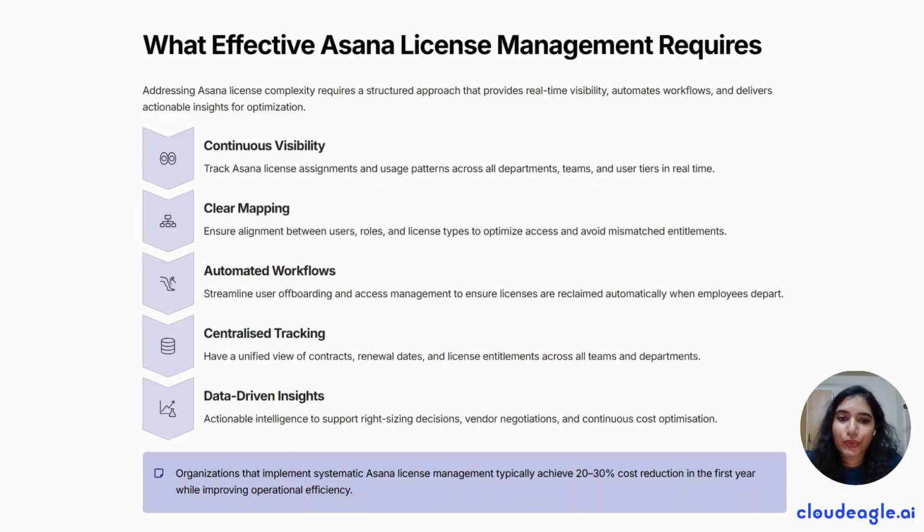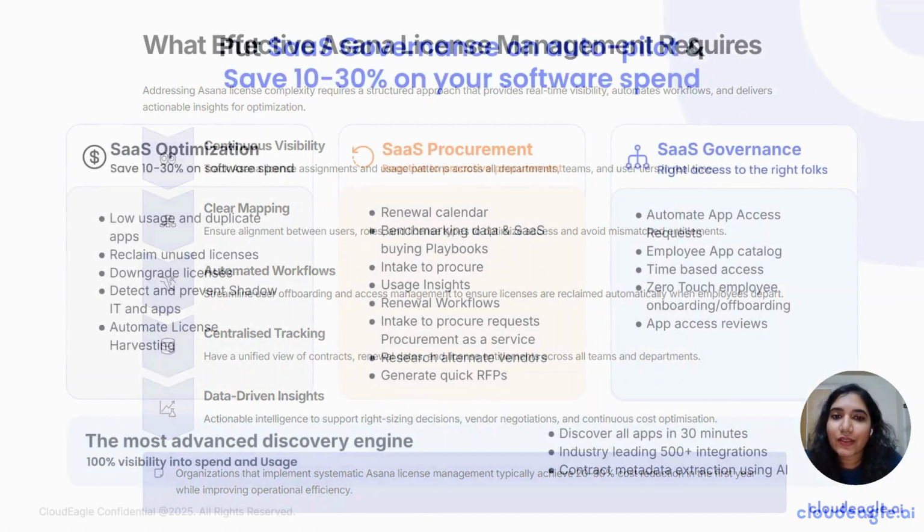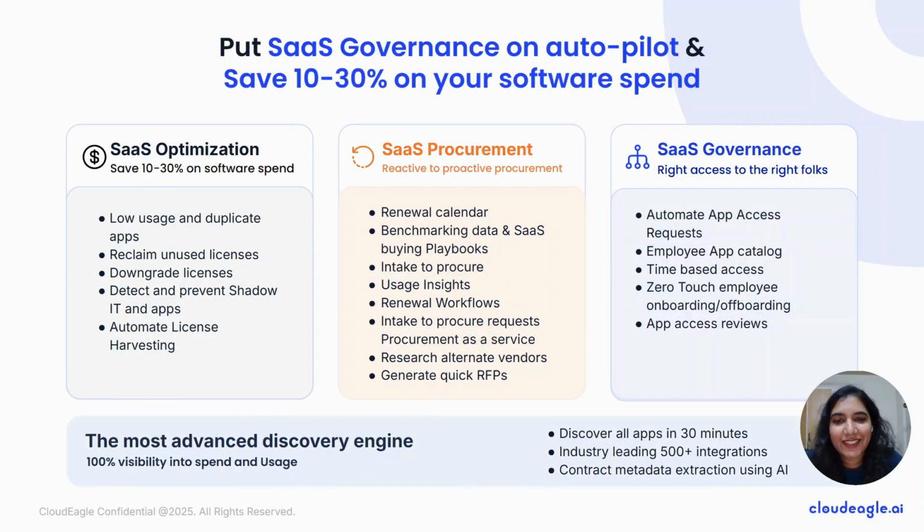Today's session is very practical. Zayed will walk you through a live demo showing how CloudEagle helps teams like yours identify unused licenses in real time, automate license reclamation and downgrades, and streamline contract renewals so you never miss a key date again.